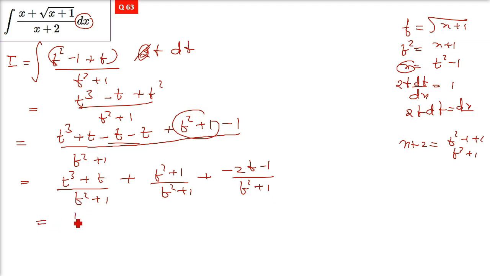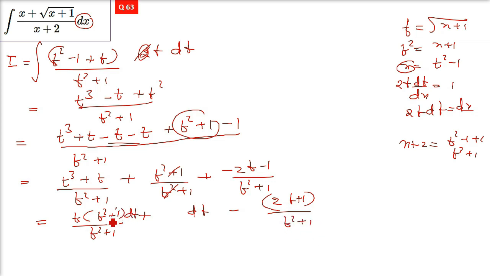When you take t common from here, you will get t squared plus 1. In the denominator, it is t squared plus 1. This gets cancelled. So you can just have a dt. Please remember, integration in dt is already everywhere. I'm not writing it. That doesn't mean you will not write it. So it will be, this is negative 2t plus 1 by t squared plus 1.